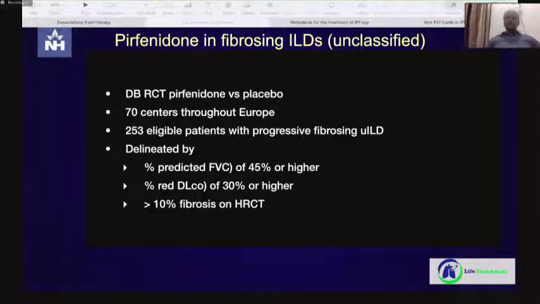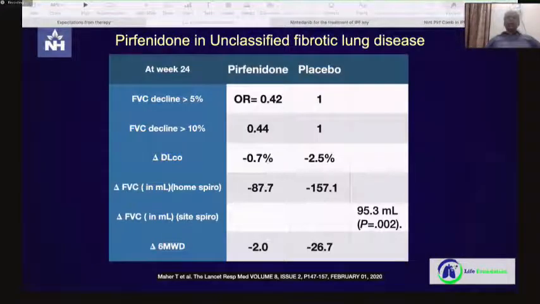And they had more than 10% fibrosis on the HRCT. And what were the results? The FVC declined by more than 5%, was definitely reduced in the pirfenidone group. The odds ratio was 0.42. A greater than 10% decline compared to placebo, the odds ratio was just 0.44.